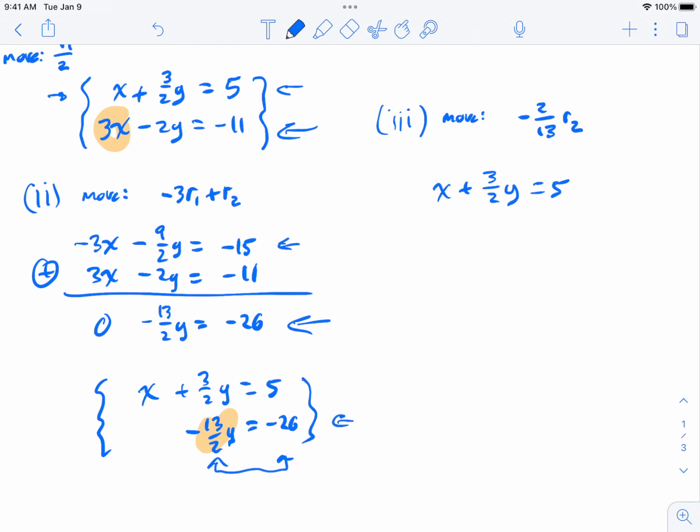We'll take a negative 2/13, and I'll just do my scratch work right here. A negative 2/13 times the negative 13/2 y. And on the other side, we'll take a negative 2/13 times the negative 26, which I'll put over 1. So over here, the 2 cancels, 13 cancels, the negative cancels. It's a y. And then here, the negative cancels.